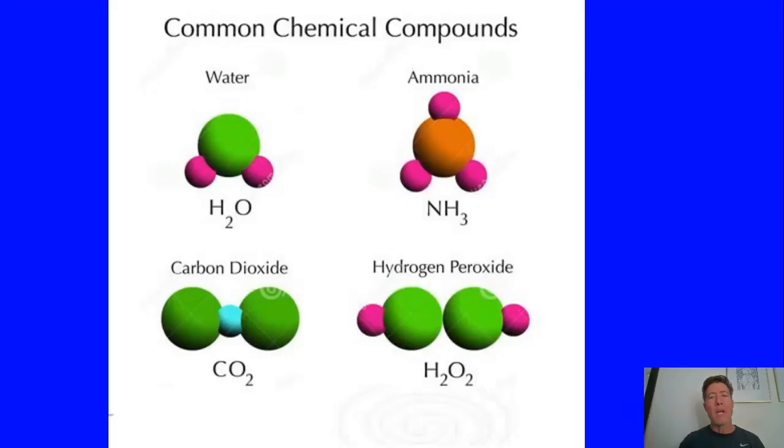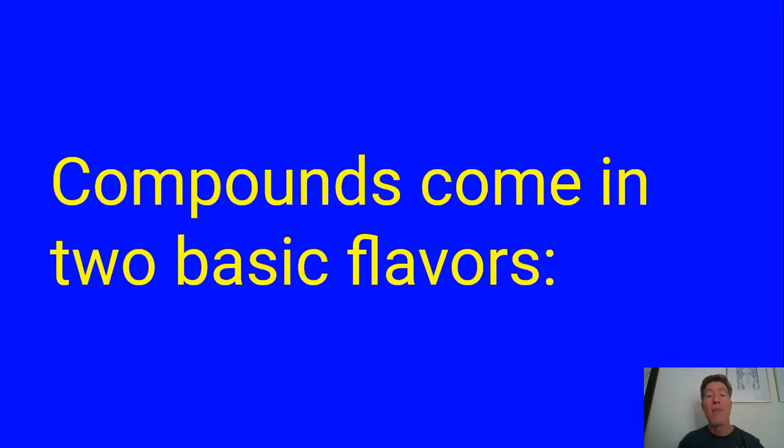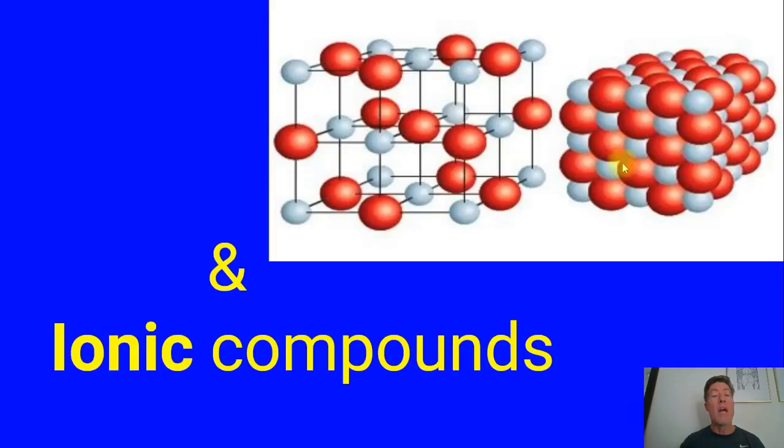My name is not Inigo Montoya, but we are going to talk about how to name chemical compounds. Except for the noble gases, most elements in nature are found in combinations or in compounds. And those compounds come in two basic varieties: molecular compounds, like water, which is two hydrogens bound to one oxygen, or ionic compounds, which are large crystalline arrays, salts, and they're formed by positive and negatively charged particles coming together.